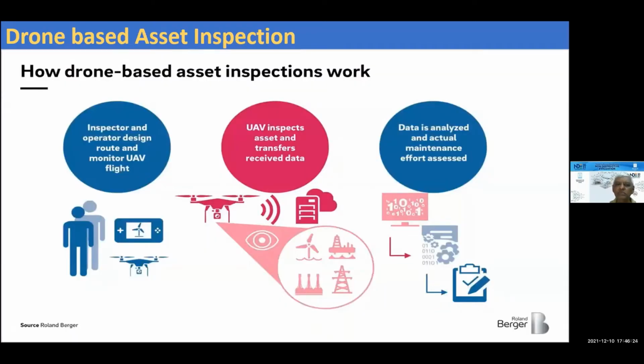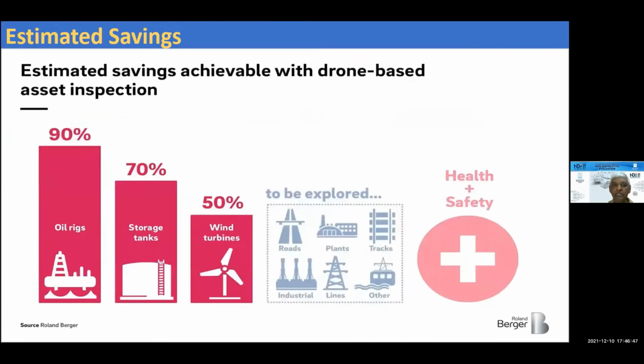So the drone-based inspections, how do they work? The inspector and operator design the route and monitor the UAV flight. The UAV inspects the asset, whatever it may be. It could be a wind turbine, it could be an offshore rig, it could be a transmission line, it could be a power plant or a refinery. Okay, and they receive the data, and then you obviously analyze the data using various different models, and then really decide on what needs maintenance.